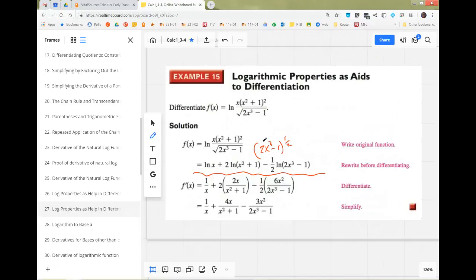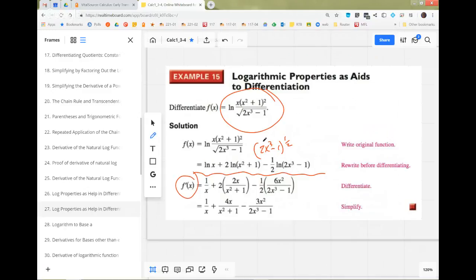now, what's cool about that is we have just a bunch of things being added and subtracted instead of this complex mess we had up here, where we have division, powers, all kinds of crazy things going on. So the log law is really simplified. Now let's do the derivative down here.